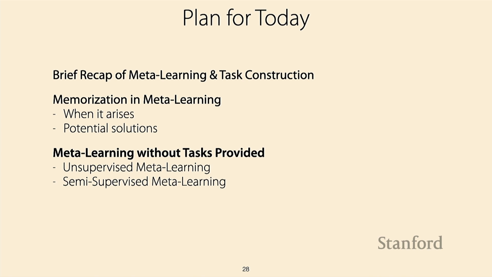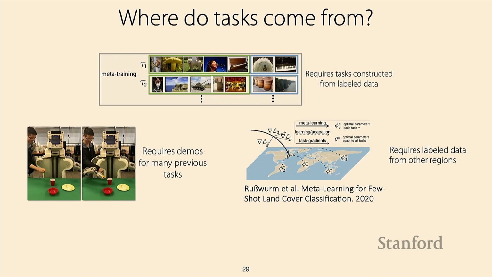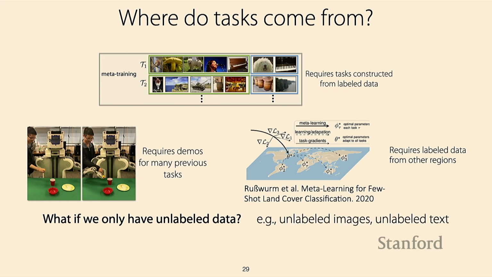Cool. In the second part of this lecture, I'd like to talk a little bit about another form of task construction, which is unsupervised task construction. Earlier in this lecture, we revisited a few different examples of classification, imitation learning, and land cover classification. These are all scenarios where we assume that we have labeled data from lots of different tasks. There might be scenarios where we only have unlabeled data, or maybe we have a mix of unlabeled data and labeled data.